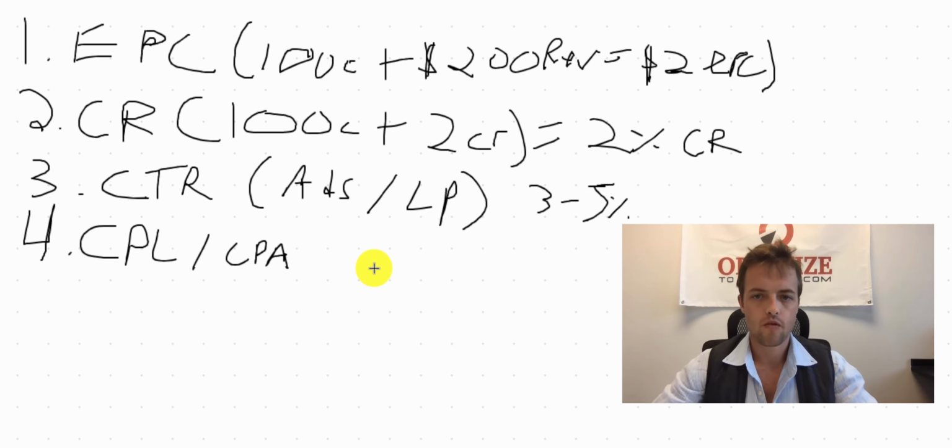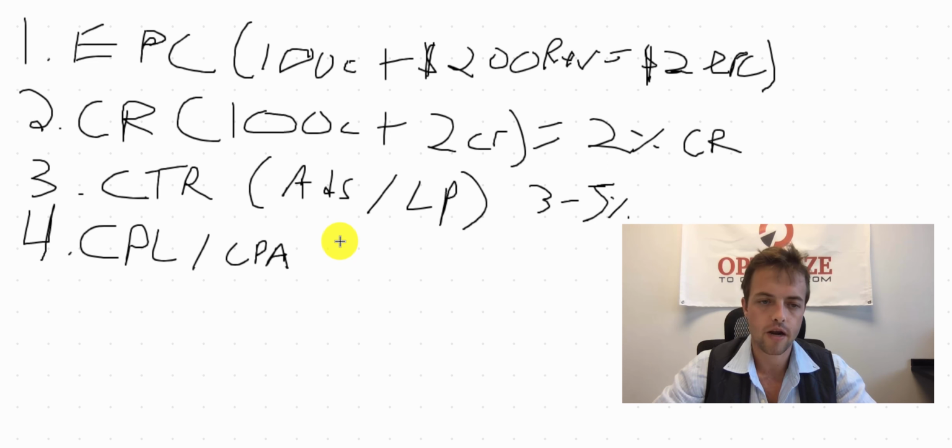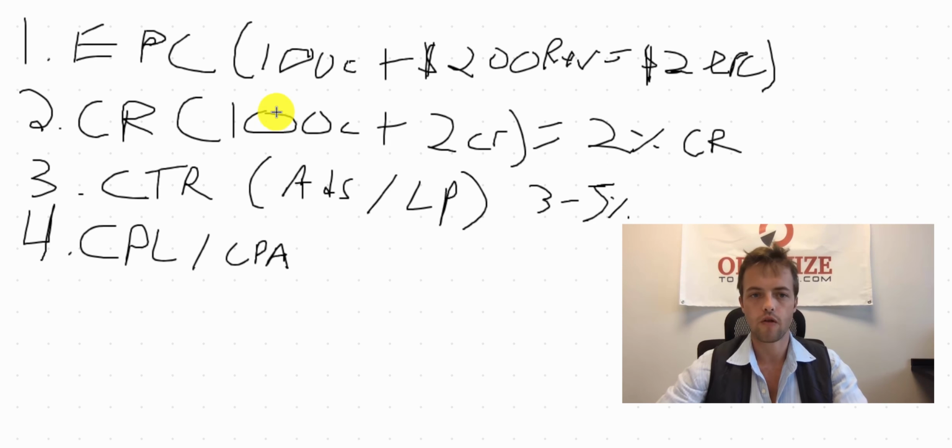Okay, so just to summarize, these are the main 4 terms that you need to know: the EPC, the earnings per click, the conversion rate, the click-through rate, and the CPA, okay? So let me know if you have any questions about this, or let me know if there's any more terms that you want me to cover. I think really these are the most important ones that you need to know, and they're the ones that most commonly get overlooked and not really understood by a lot of new affiliates.